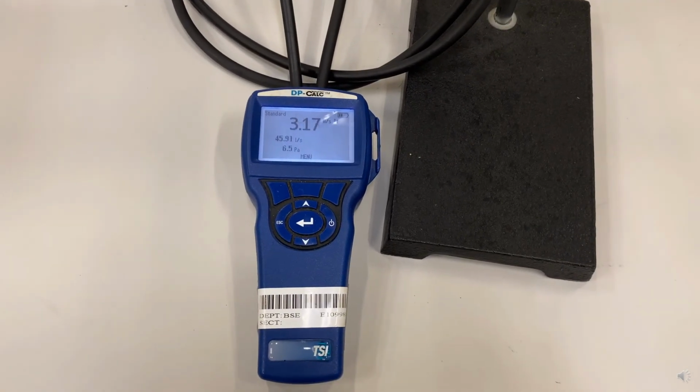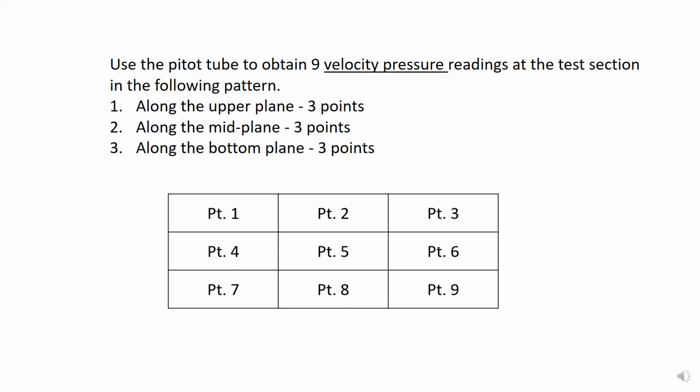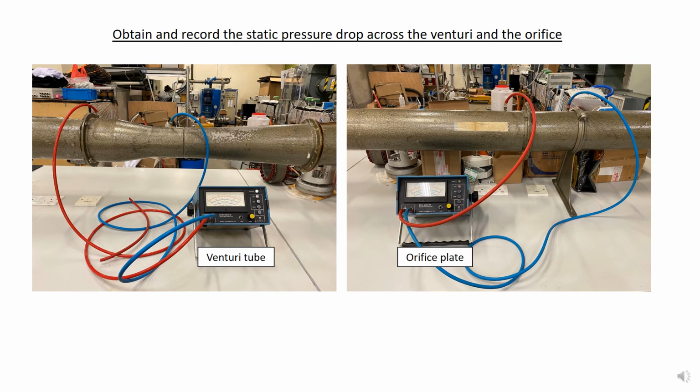We can read the air velocity from the anemometer. Then we need to use the pitot tube to obtain 9 velocity pressure readings at the test section in the following pattern. There are 3 points along the upper plane, 3 points along the mid plane, and 3 points along the bottom plane. Here is the location for these 9 velocity pressure readings. At the same time, we need to obtain and record the static pressure drop across the venturi and the orifice.